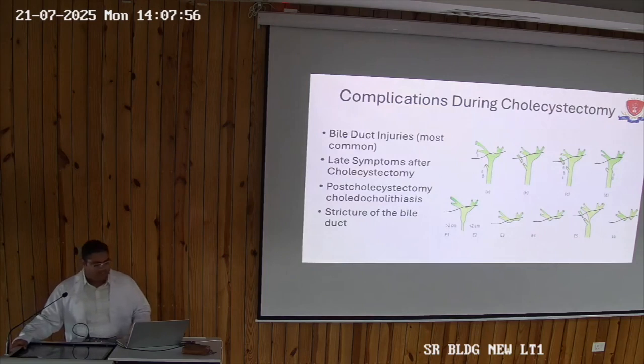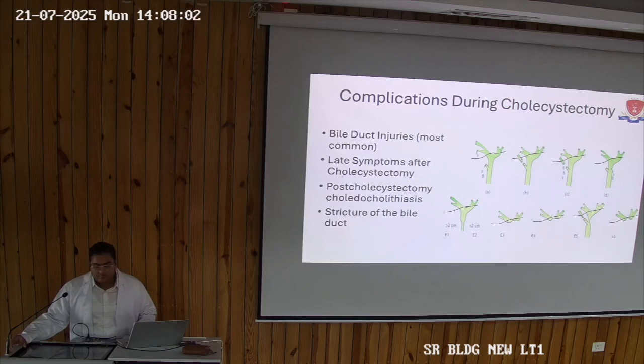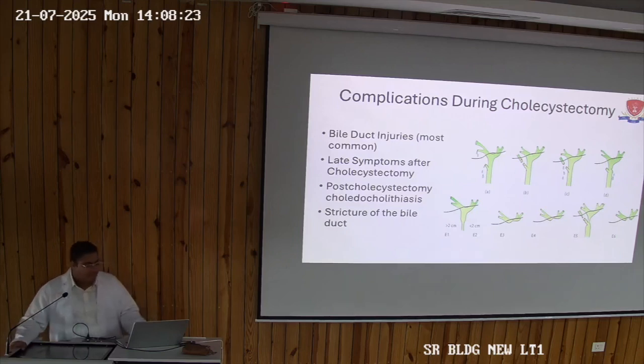Now, what are the complications during cholecystectomy? What are the complications during cholecystectomy? First of all, bile duct injury, which is most common.